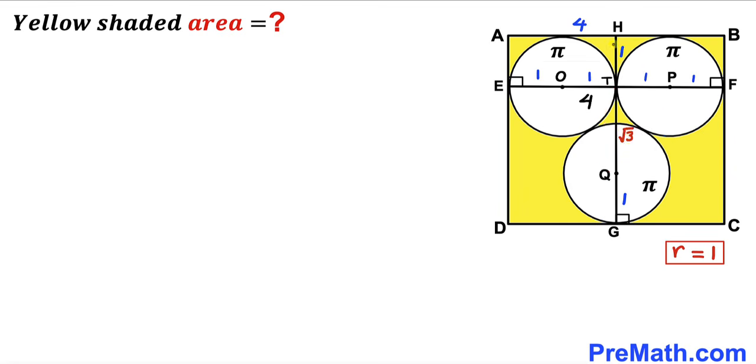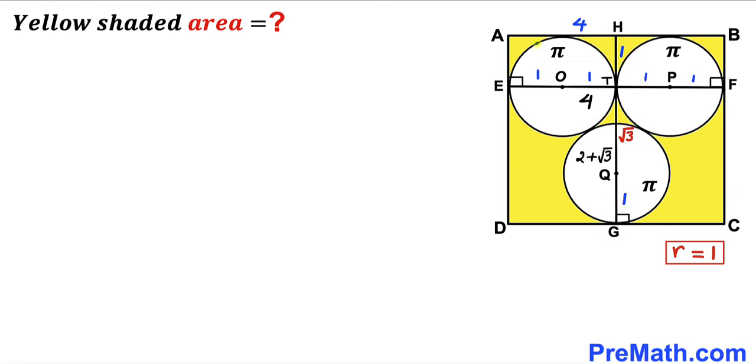And now let's make an observation. We can see that this whole length HG is going to be the sum of these individual lengths 1 plus square root of 3 plus 1. If we add all these segment lengths, that is going to be equal to 2 plus square root of 3.